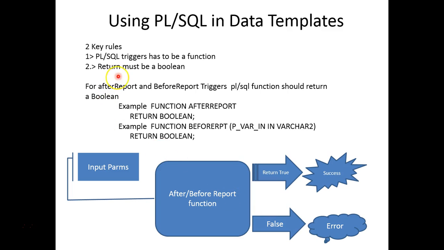So let's take a look. Let's start with the basics. The two key rules with respect to the data template triggers are they have to be a PL/SQL trigger, and it has to be a function. The function must return a Boolean. So you've got the input parameters. Before or after report function, it should either return a true or a false. The syntax would be a function after report, return Boolean. You can pass in parameters, and at the end, regardless of what it is, the return has to be a Boolean.